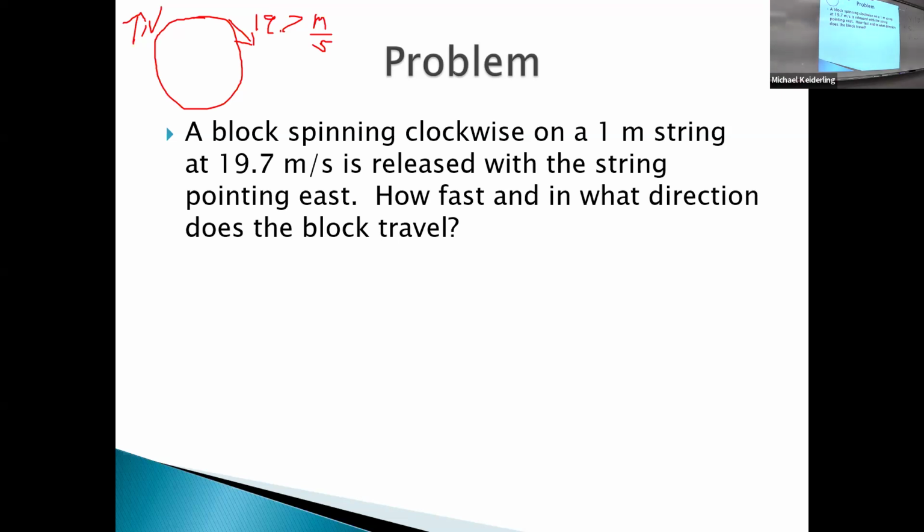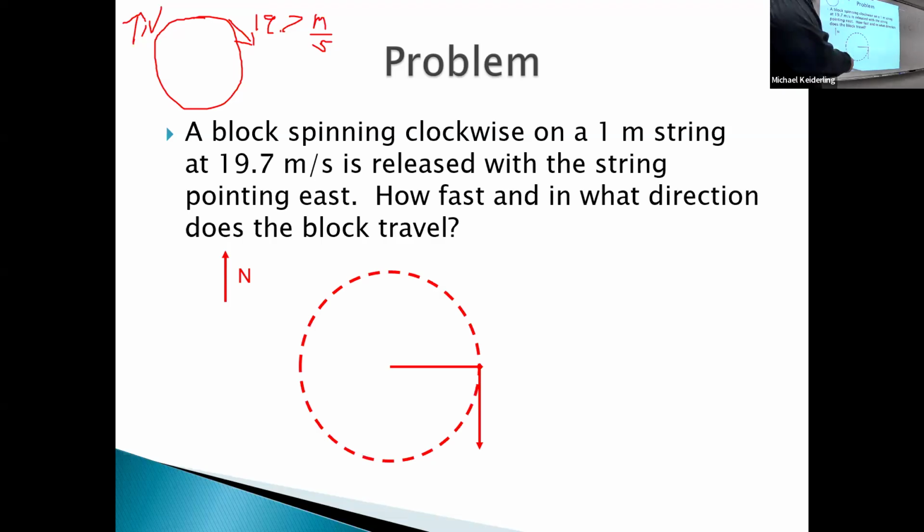That's the speed. No, it will be south. So here, when the string is pointing east, it's going clockwise around the circle, so the block is traveling south. And when the string is removed, it just keeps flying at 19.7 meters per second. So its speed is 19.7 meters per second south.